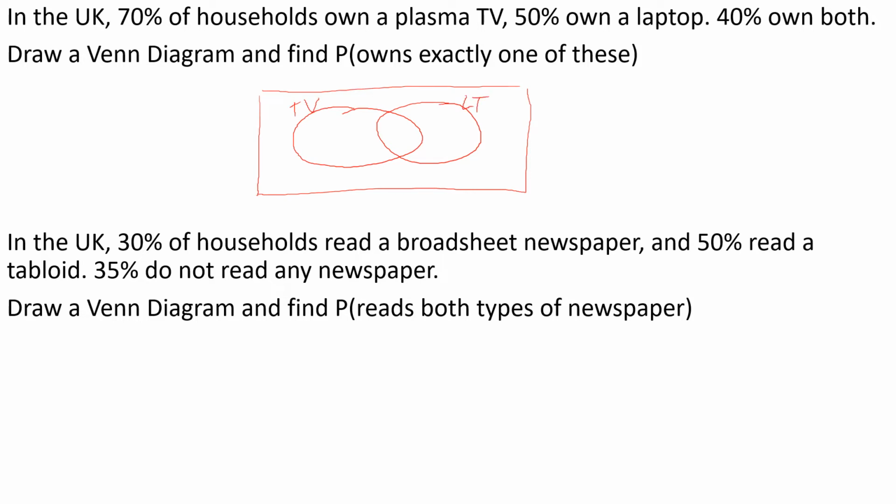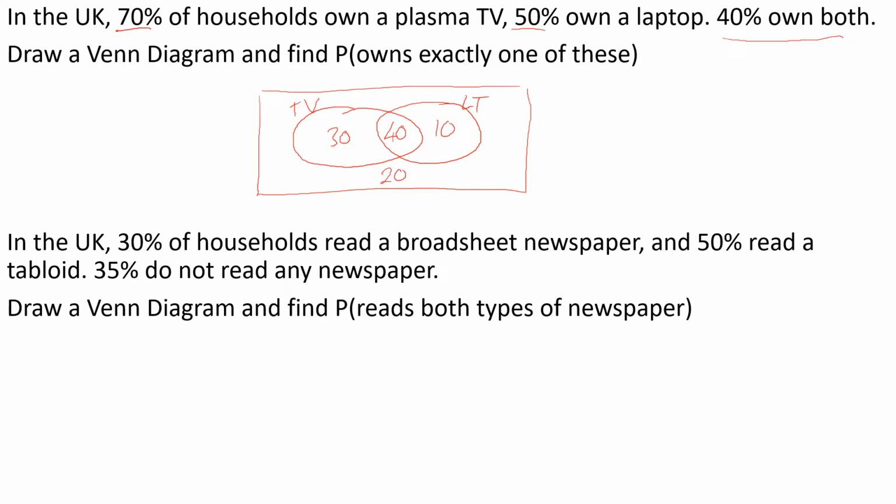So our Venn diagram should look something like this. You've got 2 circles, one for TV, one for laptop. We normally want to start with the middle, so we're going to write 40% in the middle. We could then look at laptops. 50% own a laptop, but we've already got 40 of them, so there's 10 left over. 70% own a TV, but there's 40 of them, so there's 30 left over. And then all that adds up to 80%, so there are 20% left over.